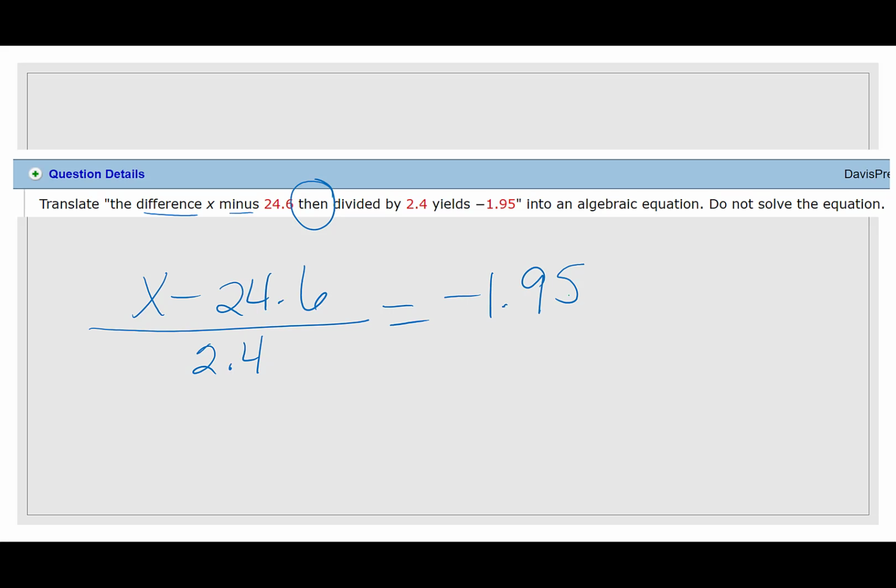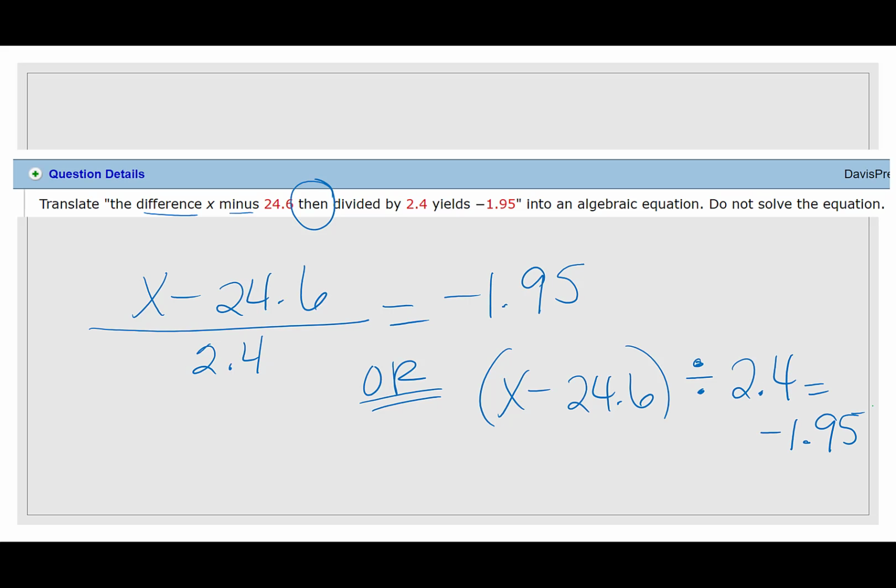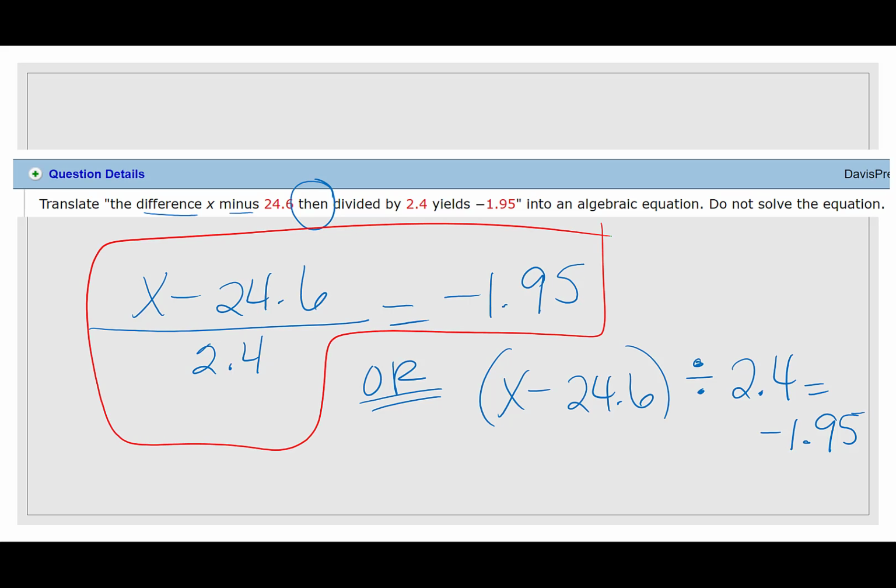Another way that you could try, and you'll have to let me know if it works for WebAssign or not, is you could put x minus 24.6 in a set of parentheses, and then the division of 2.4 equals negative 1.95. That may work also, but I know this format with the fraction bar is the way WebAssign has it.